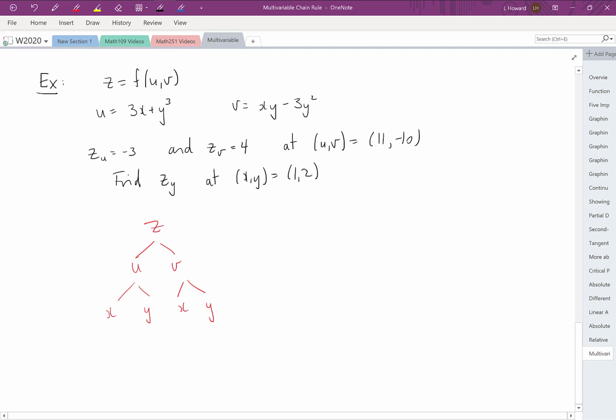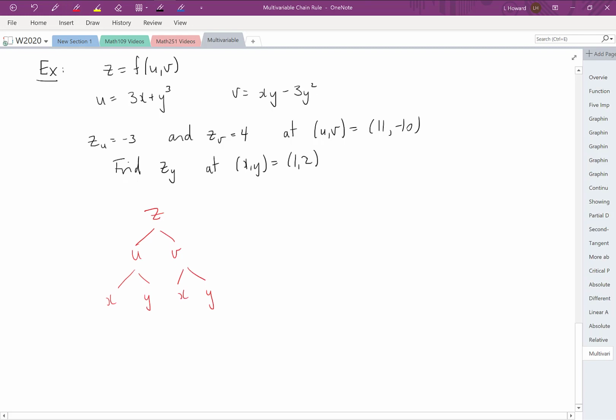Then we're given a little bit more numerical information. We're told the partial derivatives of z with respect to u and v at a certain point. And what we ultimately want to find is the partial derivative of z with respect to y at a certain point. So since we're trying to find the partial derivative of z with respect to y, let's start by using our diagram to calculate that.